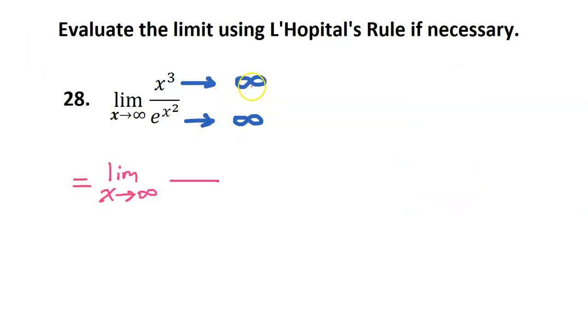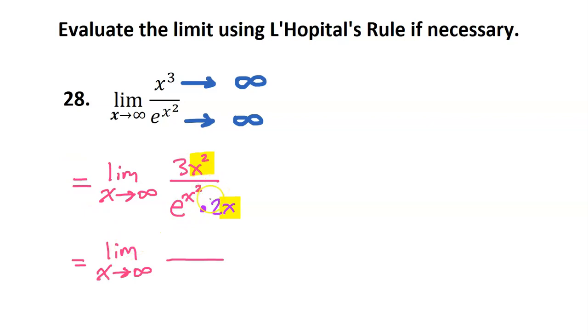Since we are approaching infinity over infinity, according to L'Hopital's rule, we can take the derivative of the numerator and the derivative of the denominator without changing the value of the limit. The derivative of x to the third power is 3x squared. When you take the derivative of e to the something, it doesn't change. You still get e to the something. However, because we have this function inside of a function, we have to do the chain rule and multiply by the derivative of this inner function. The derivative of x squared is 2x.